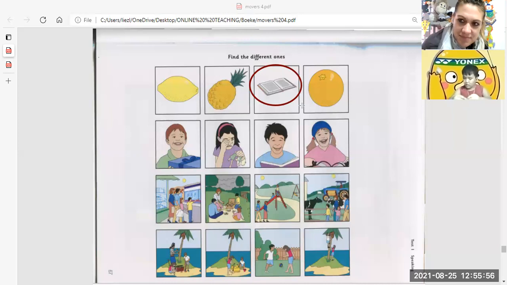I don't know. In most pictures, it is sunny. In most pictures, it is sunny. The picture number two is cloudy.